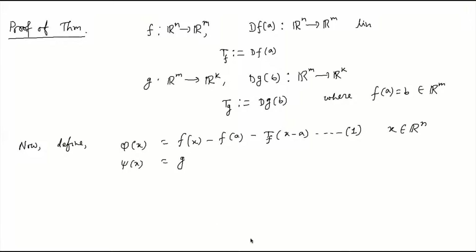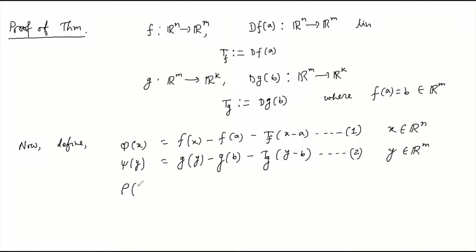Next we define psi of y equal to g of y minus g of b minus T sub g acting on y minus b. This is equation number 2, and here y belongs to Rm.